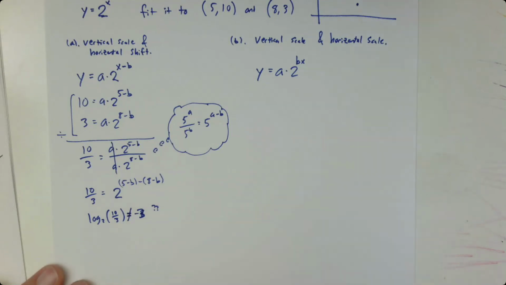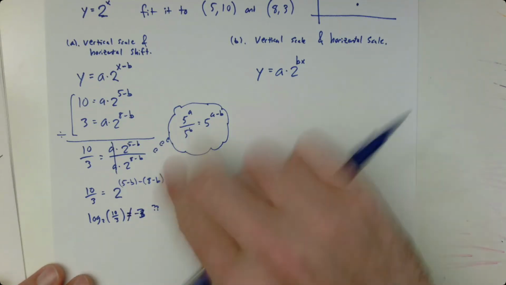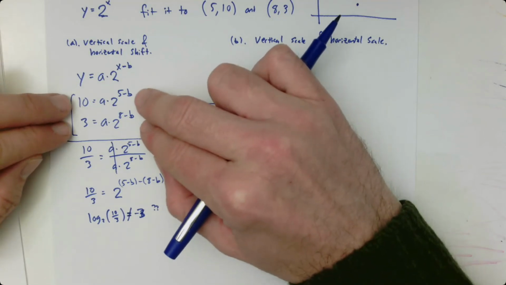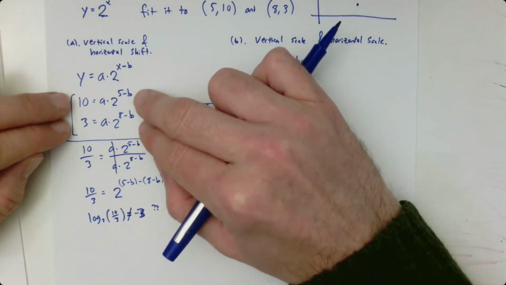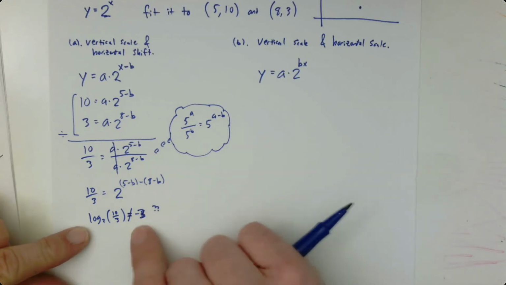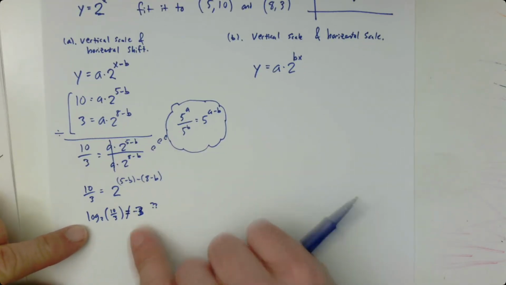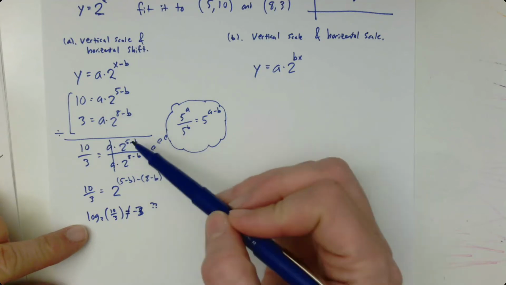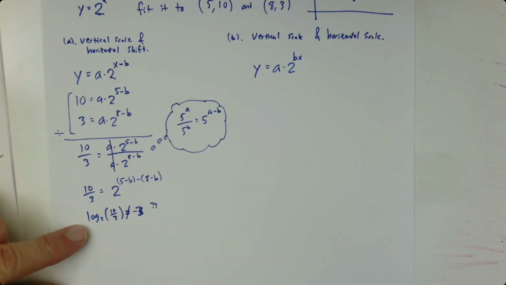So let me again remind you how to interpret this. We're trying to find values for a and b that make both equations true at the same time. As we're simplifying, the b disappeared and we ended up with a statement that's false. So the way to interpret this is there are no values of a and b that make both equations true at the same time.